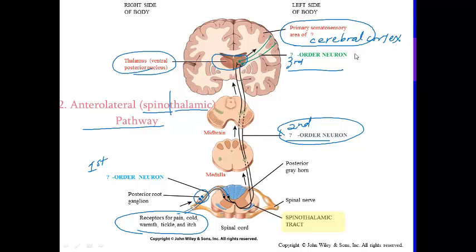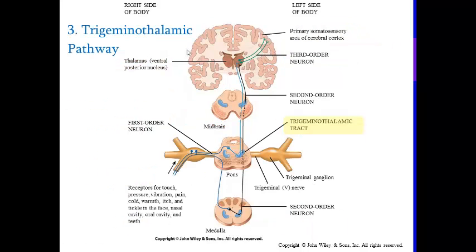All right, so I hope you see this general theme: as information comes in, through three of these neurons, eventually they will reach their destination. Now let's take a look at the trigeminal thalamic pathway. So remember your trigeminal nerves? Right, so they receive messages and they are receptors that respond to touch, etc.